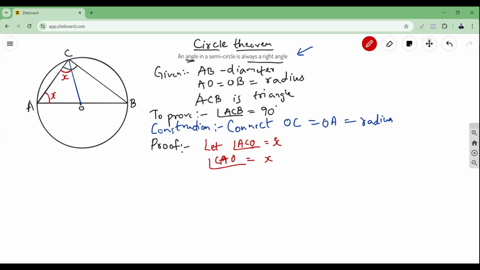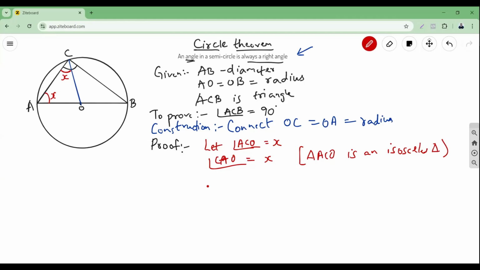Now, I have assumed ACO is x, but for the next statement, CAO is x, I have to give a reason. Very important. That's what I told you. It is going to improve my reasoning ability. Why? How can I say CAO is equal to x itself? Because triangle ACO is an isosceles triangle. I write this reason. Very important to write the reasons. Isosceles triangle.